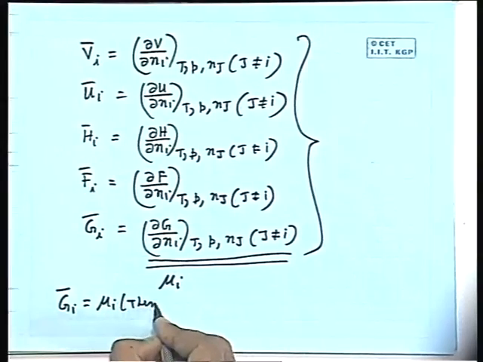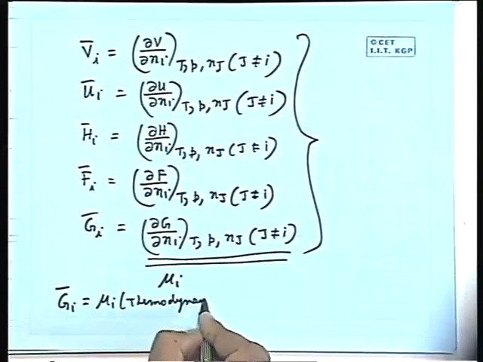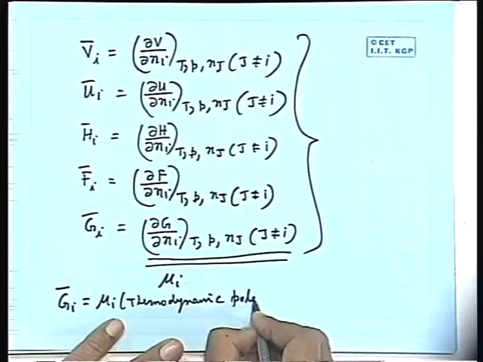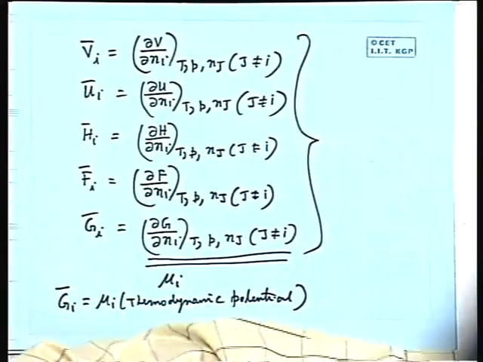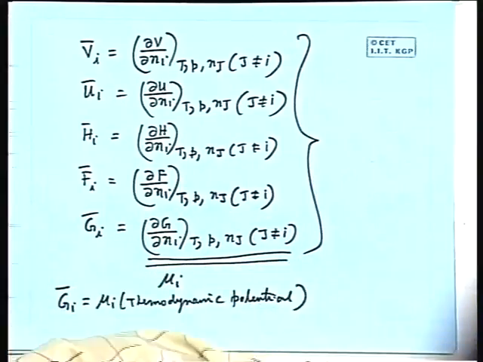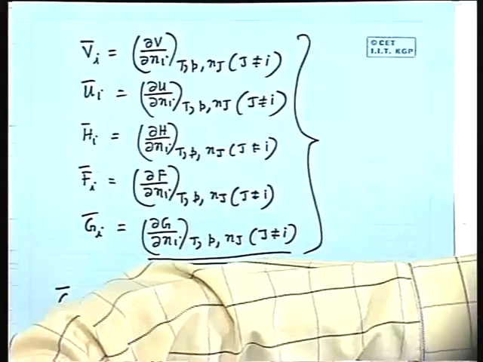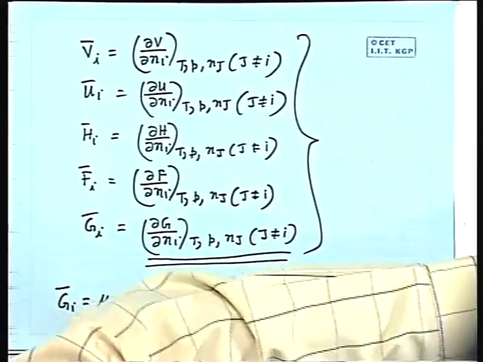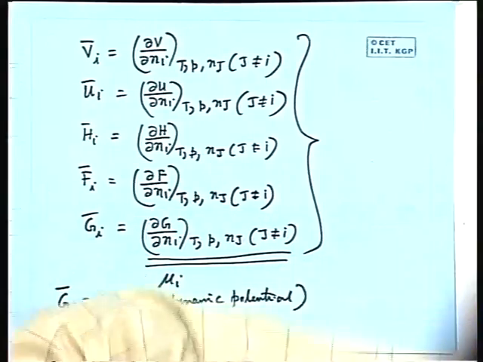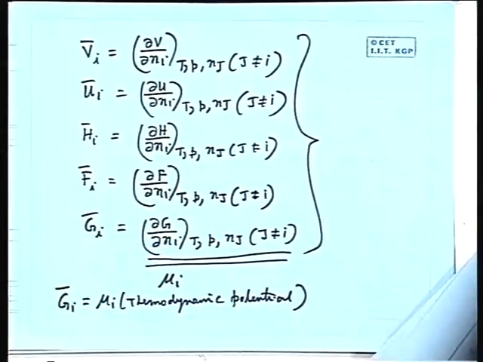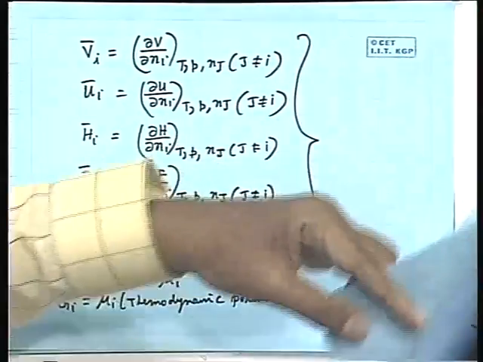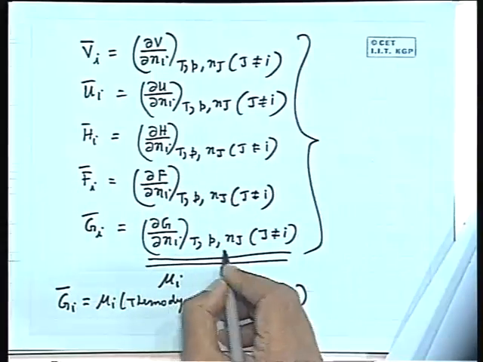There, the thermodynamic potential was defined by many relations. If you remember, in one of the last classes where we defined the thermodynamic potentials, we had many definitions for thermodynamic potentials, and one of the definitions for thermodynamic potential was del G by del n_i at T, P, n_j.